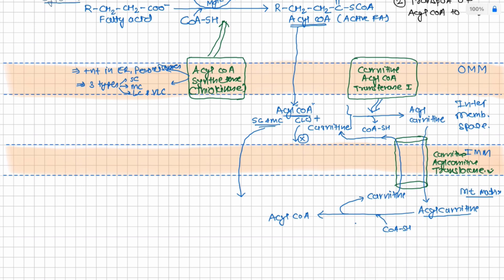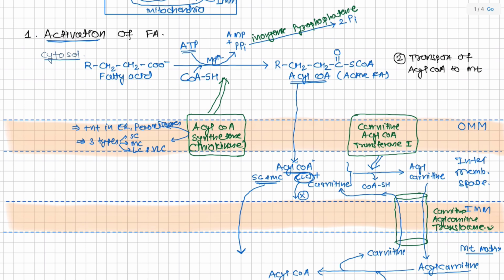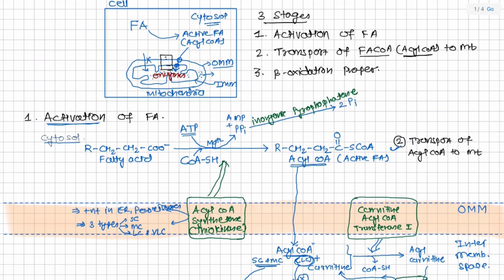Remember, this entire route is required for long chain fatty acid derived acyl coenzyme A. For short chain and medium chain, they can be directly transported across the inner mitochondrial membrane. So long chain, medium chain and short chain, and of course very long chain also, all get entered into the mitochondrial matrix. With this, it completes our description of the second stage, that is the transport of acyl coenzyme A to the mitochondria. Now once we have acyl coenzyme A inside this mitochondrial matrix, we can describe stage 3, that is the beta oxidation proper.